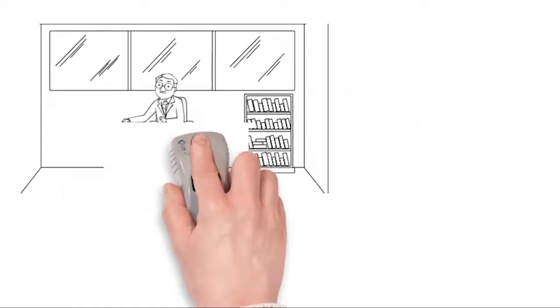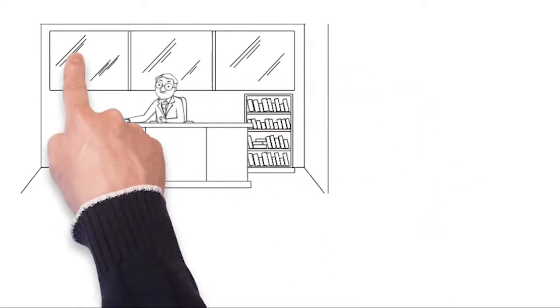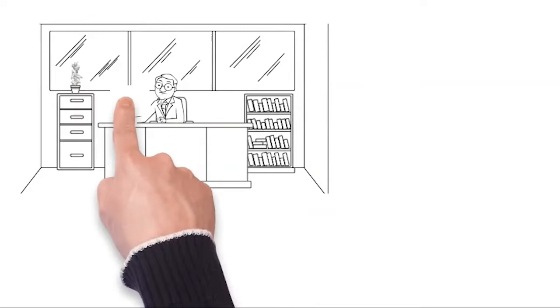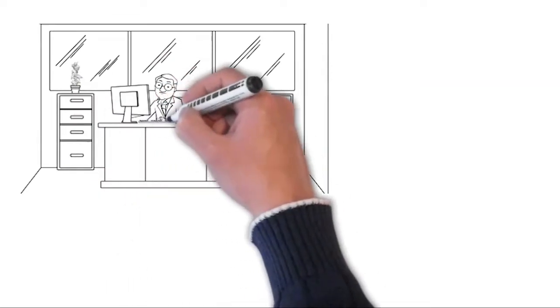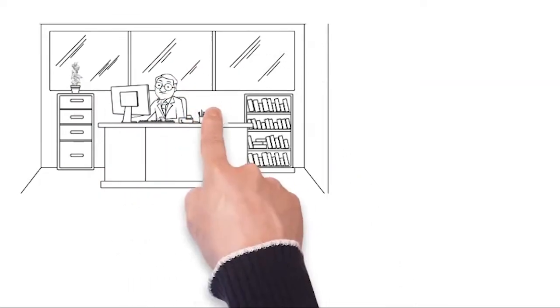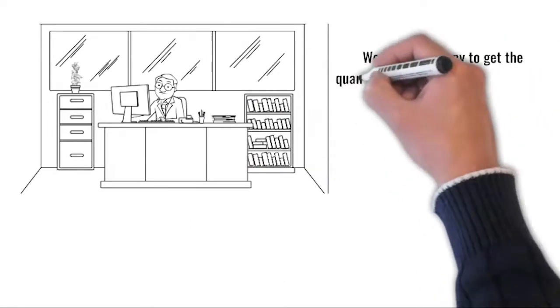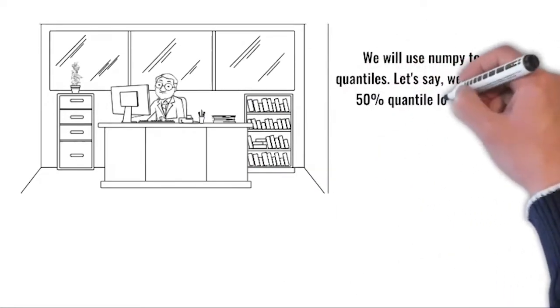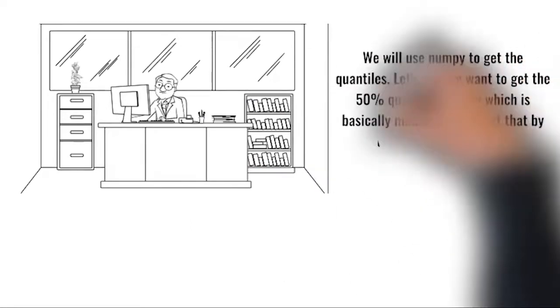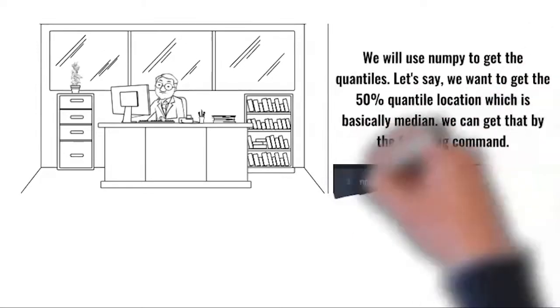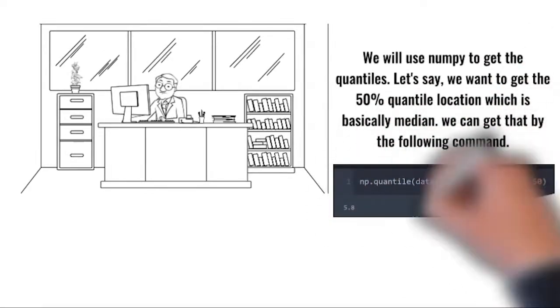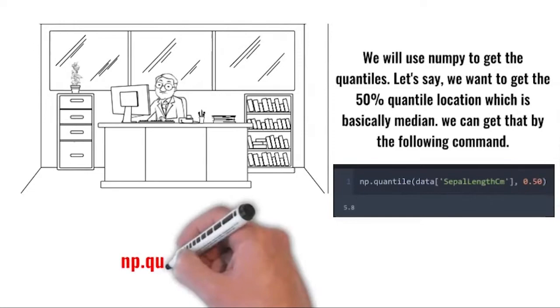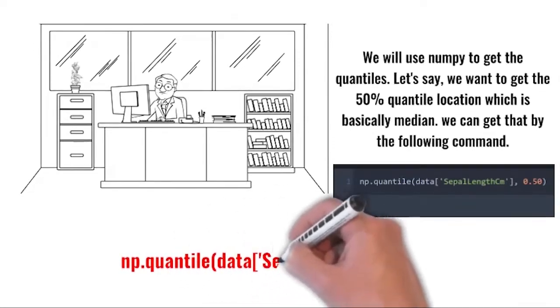We will use NumPy to get the quantiles. Let's say we want to get the 50% quantile location, which is basically the median. We can get that by the following command. The value is the same as the median value. Quantiles are required to filter out outliers. It is used in box plots, which we will explore later.